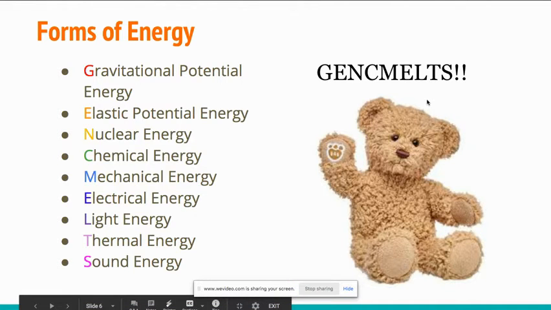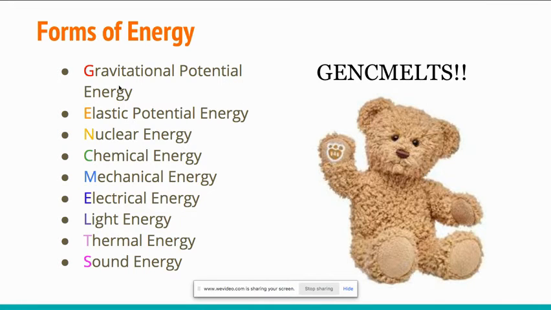And Jency Melts is my acronym to help you remember the different forms of energy. Now, we start with gravitational potential energy and we go all the way down to sound energy. The first 4 types of energy are all potential energy. The last 4 are all kinetic energy. And then we'll have a quick discussion about what we mean when we talk about mechanical energy and how it's stuck between the 4 kinetic and the 4 potential.